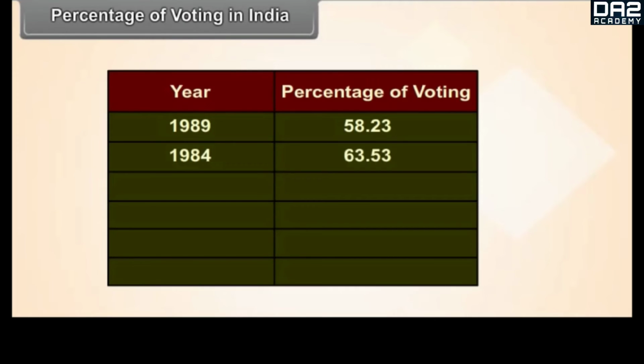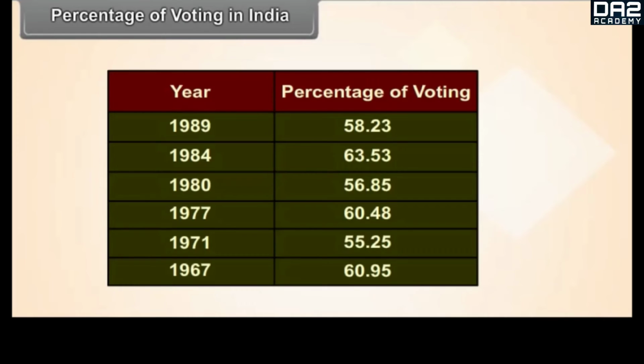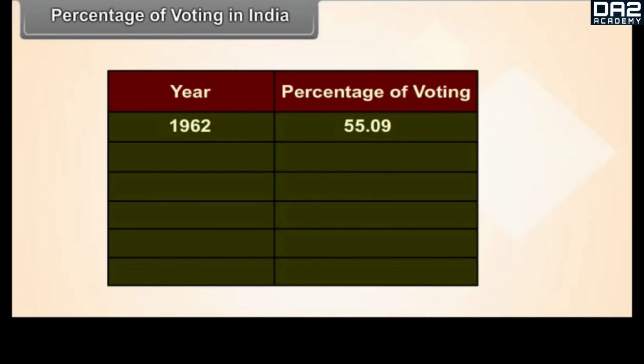1984, 63.53%. 1980, 56.85%. 1977, 60.48%. 1971, 55.25%. 1967, 60.95%. 1962, 55.09%. 1957, 63.75%. 1952, 61.16%.